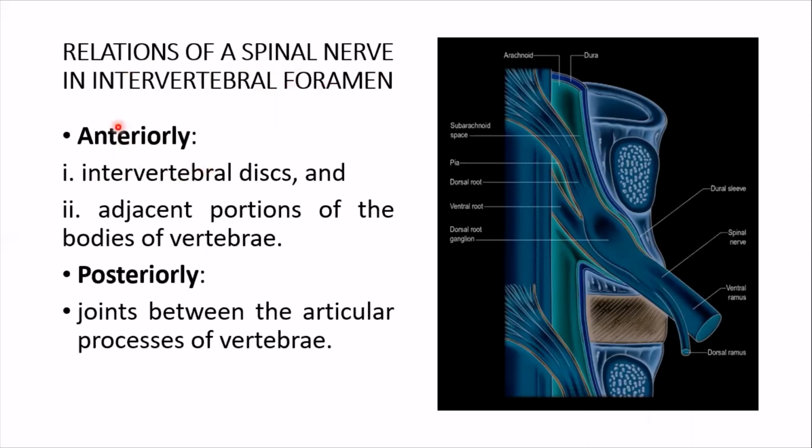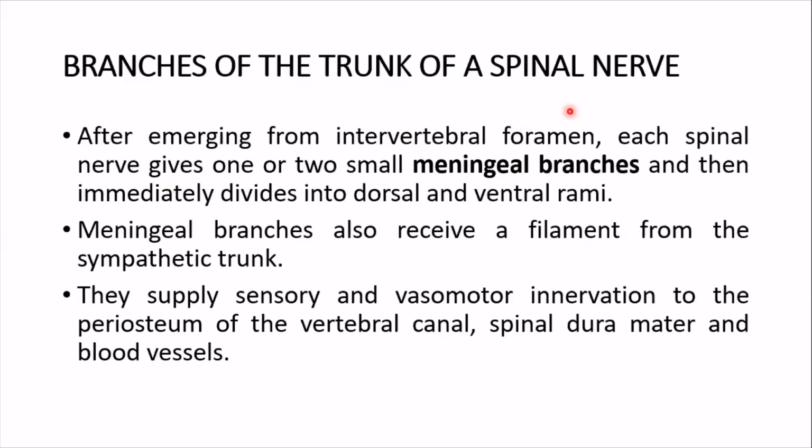Relations of the spinal nerve in the intervertebral foramen. You know, these are the vertebra, one vertebra, one other, and this is the intervertebral foramen, and the relation of the spinal nerve in that. This is the spinal nerve. Anterior, what is that? Intervertebral discs, right? This is the disc lying anterior to that, and the adjacent portions of the bodies of the vertebra, right? This is the bodies of the vertebra. And what lies posteriorly? Joints between the articular processes of the vertebra. Not shown exactly, but you see and imagine this is the vertebrae and the joints between the articular processes of the vertebra.